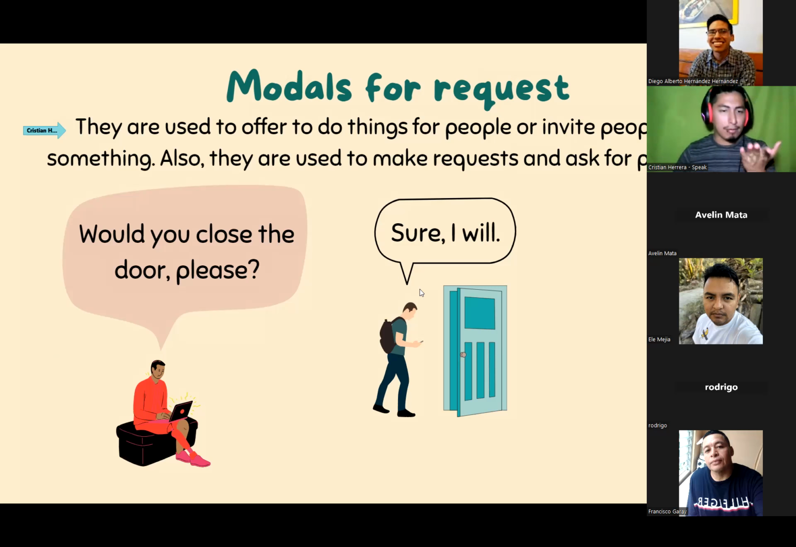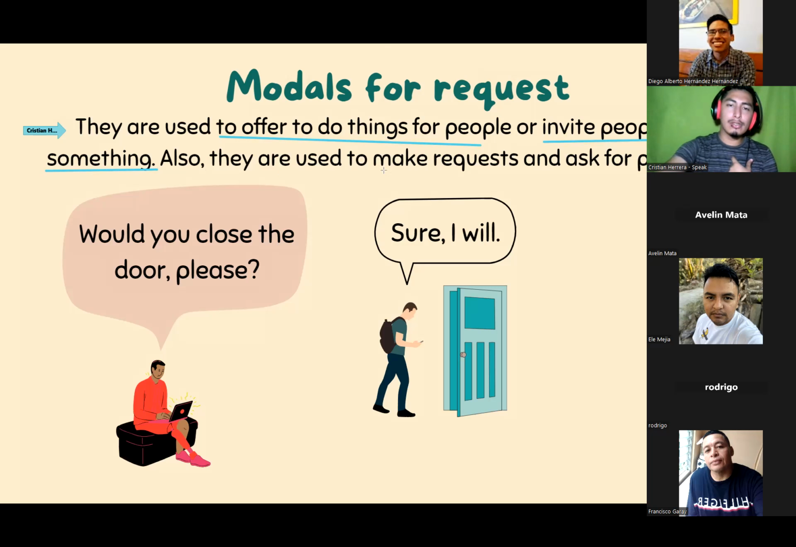As you see, everybody, thank you for reading, Ele, okay? In the information we have a short definition of what the models for request are. First of all, what is the use of them? We use them to offer to do things for people or invite people to do something. In this case, when we use the models for request, in some cases we offer to help with something. But we also can use these models to invite some people to do something for us, okay?